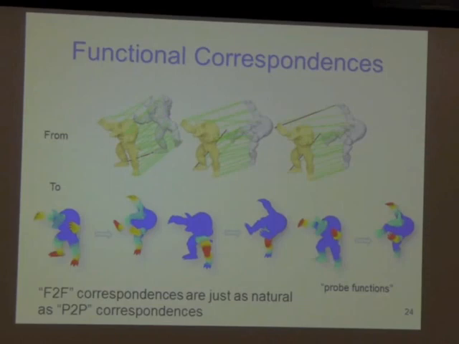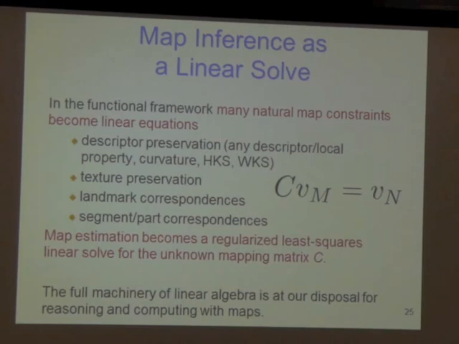And the same way that you can think about correspondences at the point level, we can think of correspondences at the function level. That is, I can say, okay, I'm going to map the shapes, and I'm going to have the property that the curvature function on the shape maps to the curvature function on that shape. And since we have this nice basis, one thing we can say is I want the Laplace-Beltrami eigenfunctions of the left shape to correspond to the Laplace-Beltrami functions of the right shape. In general, function-to-function correspondences are just as natural as point-to-point correspondences. And if we take this point of view, then we realize that what I've been talking about is not just a way to represent maps, it's actually a way to compute maps.